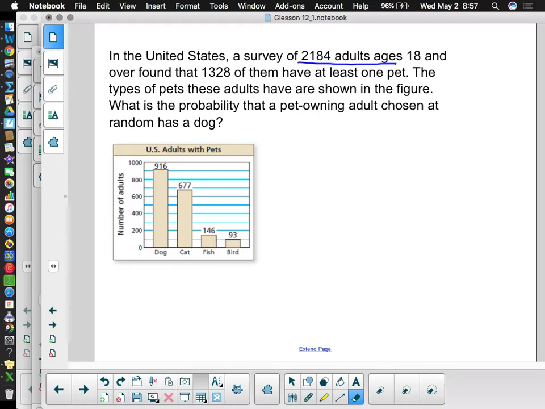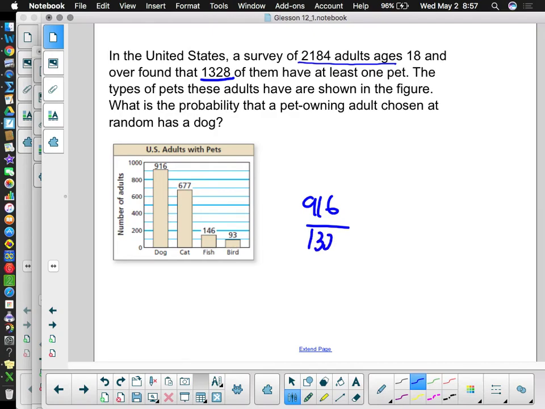But it's what is the probability a pet-owning adult chosen at random has a dog? Simply, we take the desired outcomes, the 916, divided by the total number of adults with pets, which is 1328, and that's the probability of dog. Very simple, very set up, and again, we could put that as a decimal if we needed to.